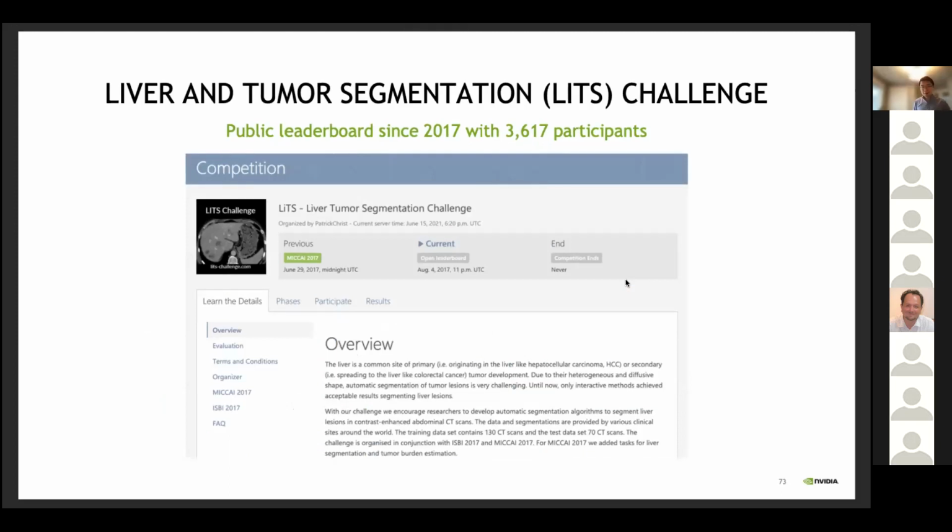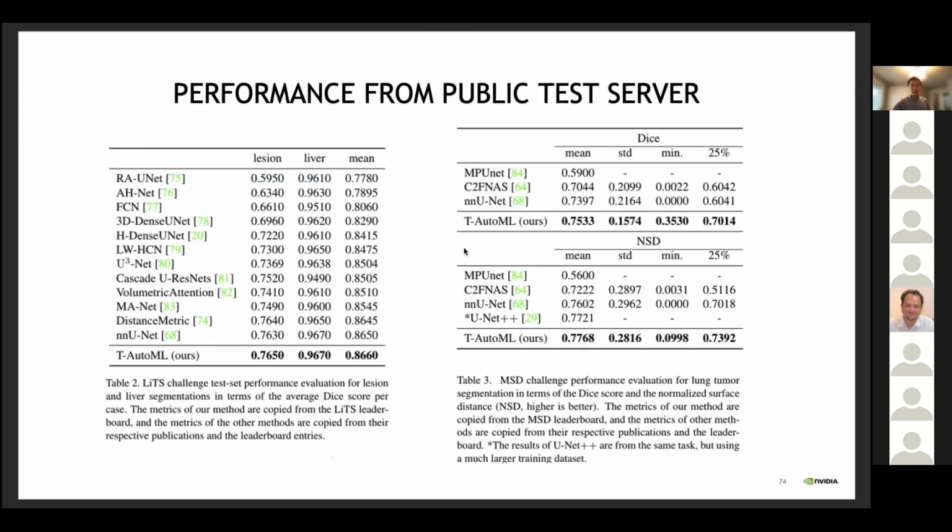We tested on a public challenge called LiTS, the Liver and Tumor Segmentation Challenge. It has been public since 2017 with more than 3,000 entries. On the left-hand side, we made entries to the public challenge. We still have our entry there. Our entries outperformed all the published work in the past, with higher liver and lesion segmentation accuracy in terms of the DICE score.